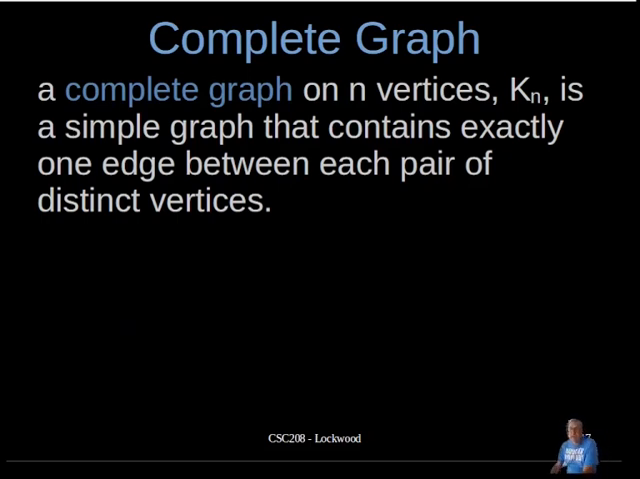So I mentioned K5 a minute ago. K5 is one of the complete graphs. A complete graph on n vertices, which we call K sub n, is a simple graph that contains exactly one edge between each pair of distinct vertices.